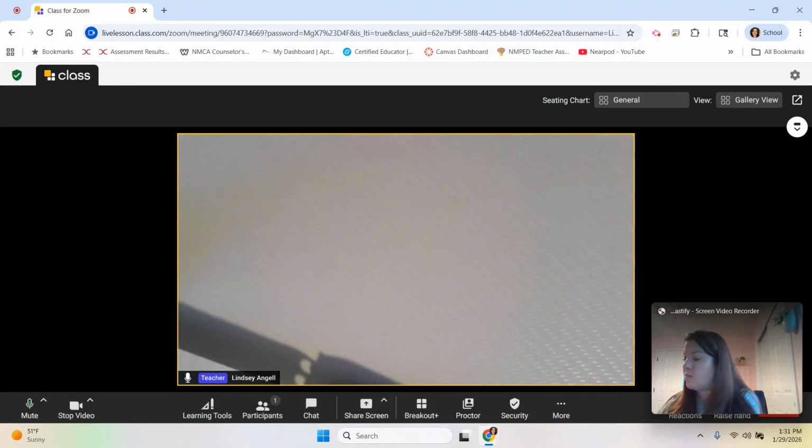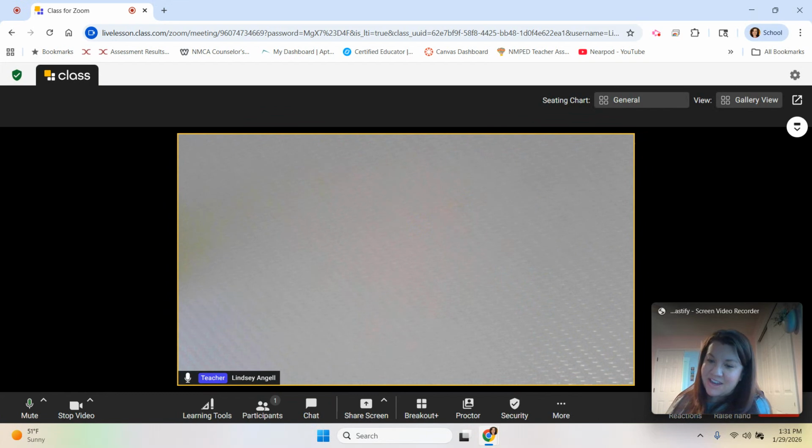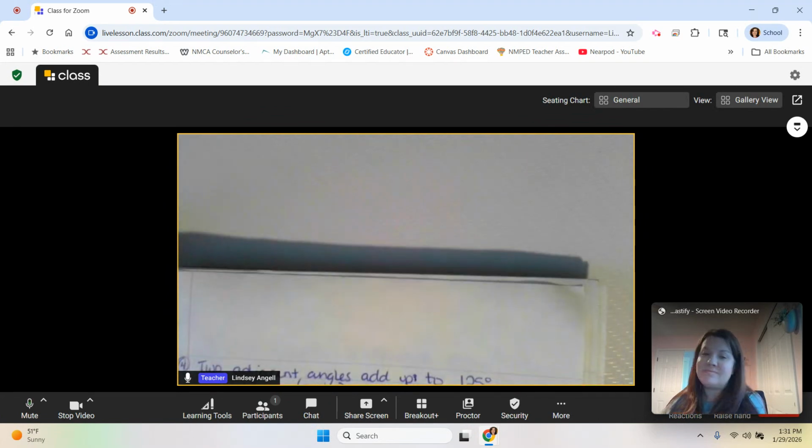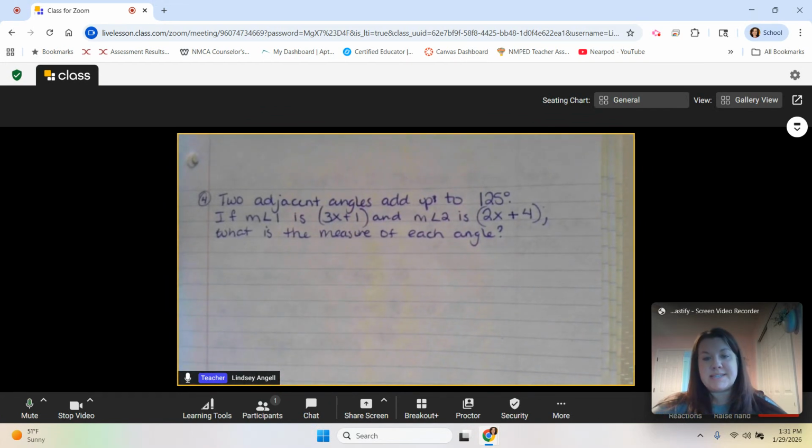All right, one more, and then you can get on to your test. Two adjacent angles add up to 125 degrees. If the measure of angle 1 is 3x plus 1 and the measure of angle 2 is 2x plus 4, what is the measure of each angle?